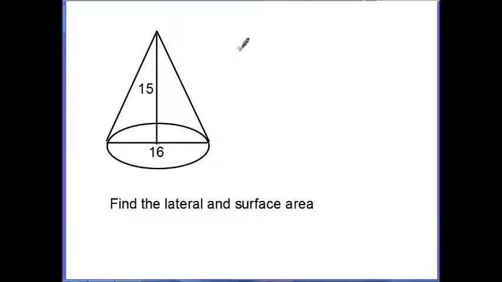Next, let's find the lateral area and surface area of this cone. For our lateral area, we have 1/2 the perimeter of the base, again 2 times the radius, or a diameter, 16, times pi, times the slant height. And we have a problem here. We don't have my slant height.